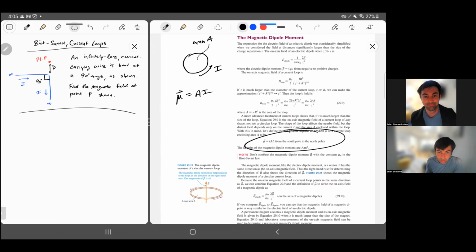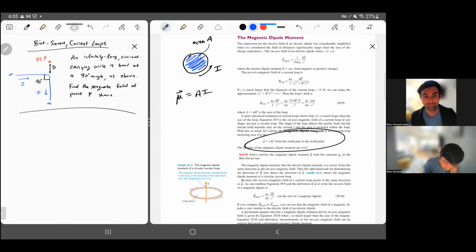And then the direction is determined by the right-hand rule. So the direction will be perpendicular to the loop. Here, this loop has the plane of the screen. And the direction of this thing is the same as the direction of the magnetic field produced by the magnetic dipole moment at the center.